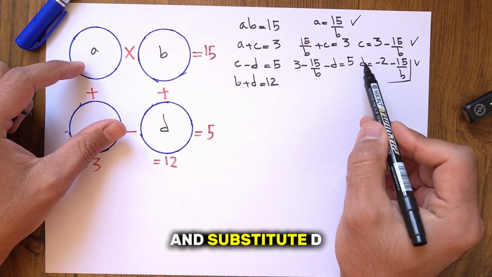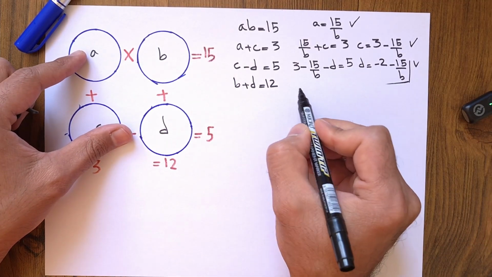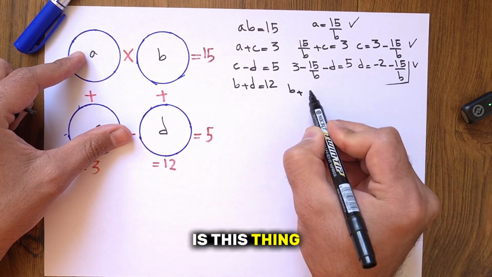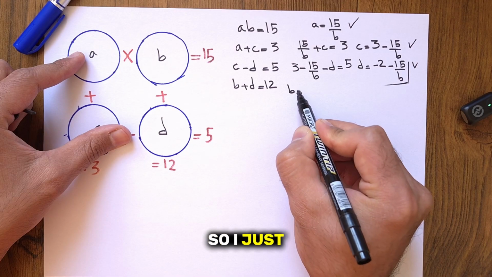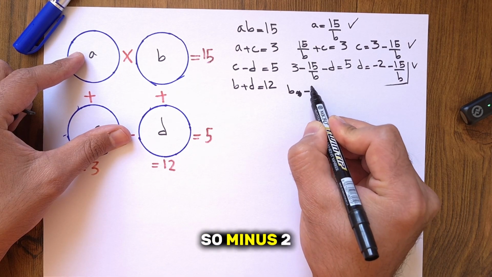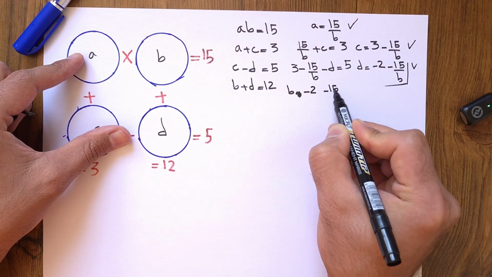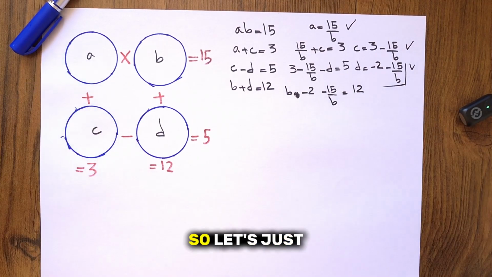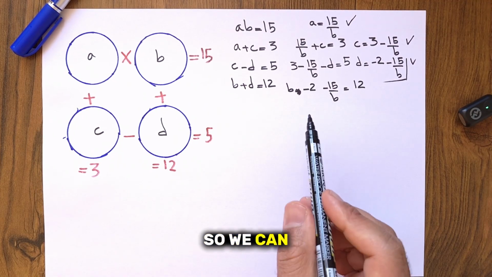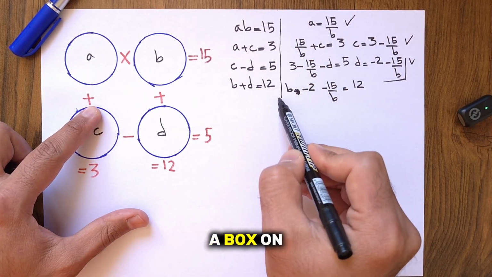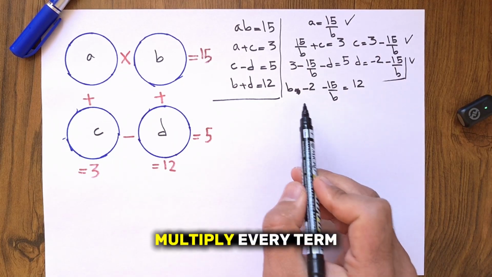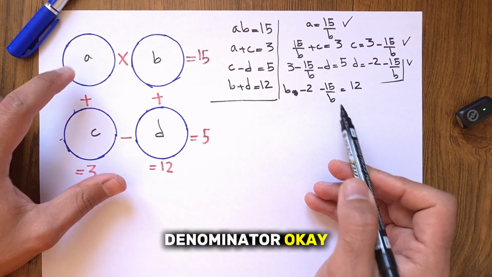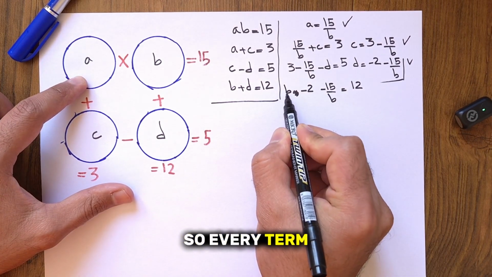Let's substitute D into the last relationship. So we have B plus D, which is this thing, so minus 2 plus 15 over B equals 12. Let's simplify that further. We can put a box around this part. Let's multiply every term by B so we get rid of the B in the denominator. Every term multiplied by B.